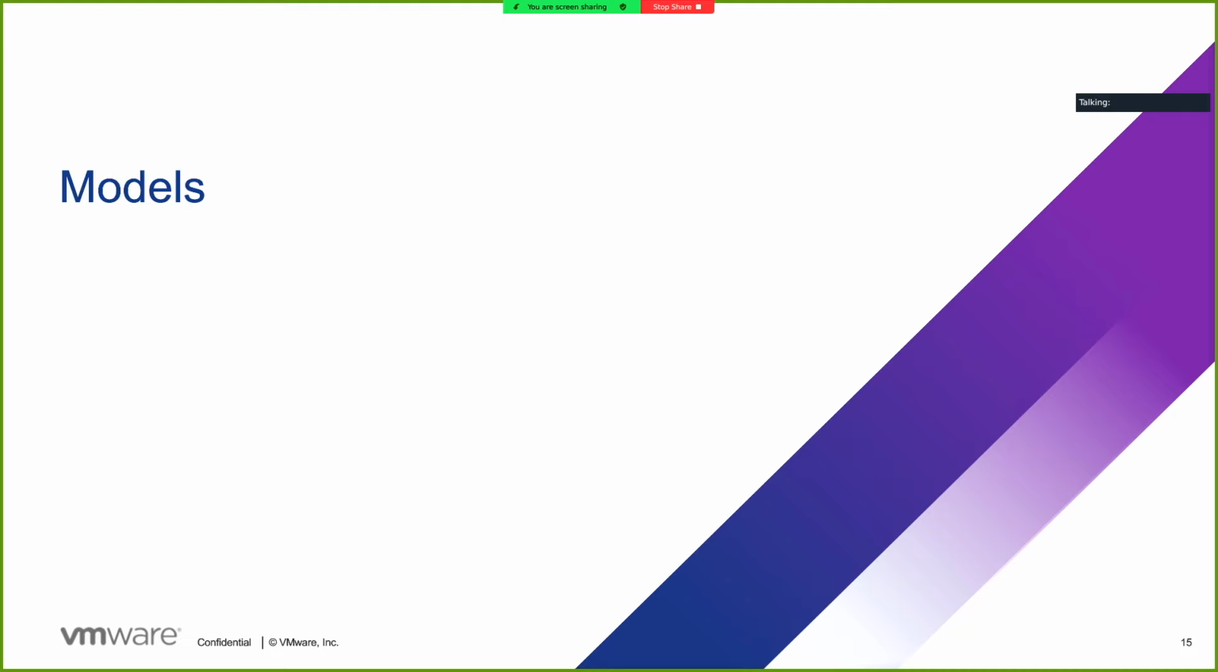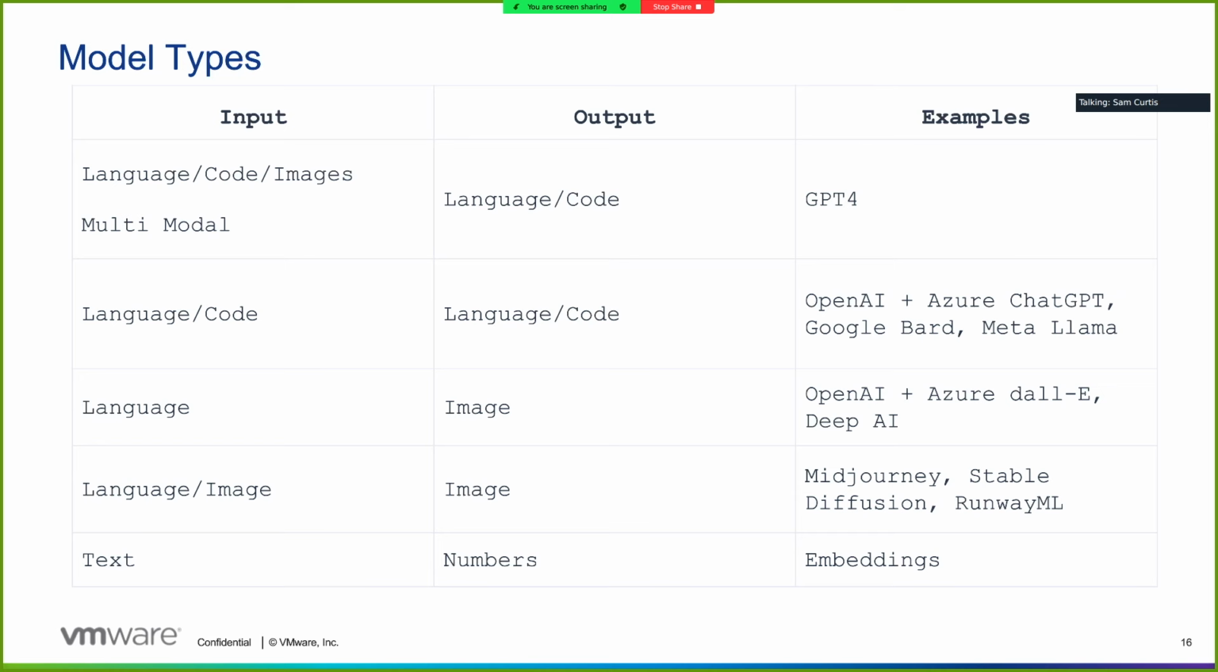So go into models. So we'll start at the top, I guess. Well, maybe we'll start at the bottom. It's a little more historical. The text to numbers part is really like internal.